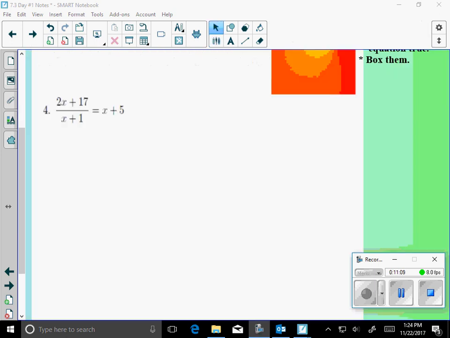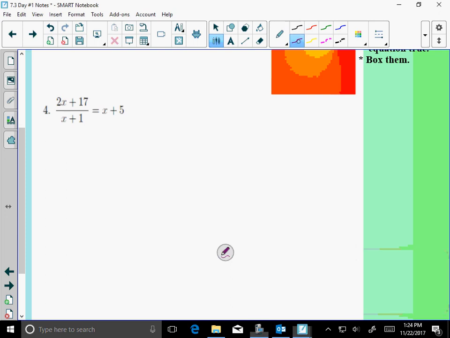Okay, so we're back, guys, and we skipped the box problem. I'm going to make a video of that for you. We are going to solve this: where is (2x + 17)/(x + 1) equal to x + 5? Well, I can tell you one place that it's not equal.